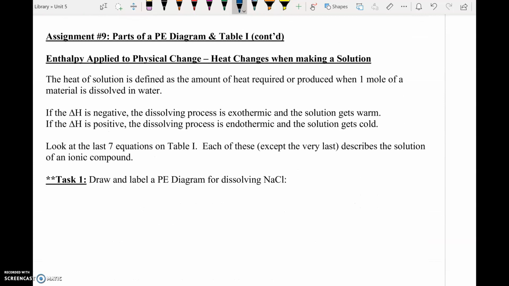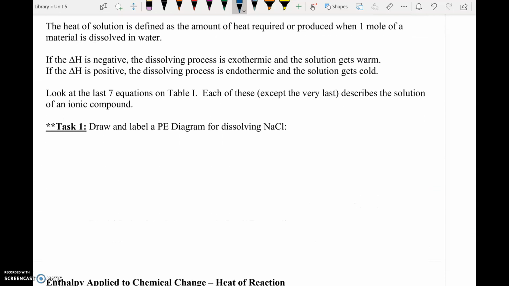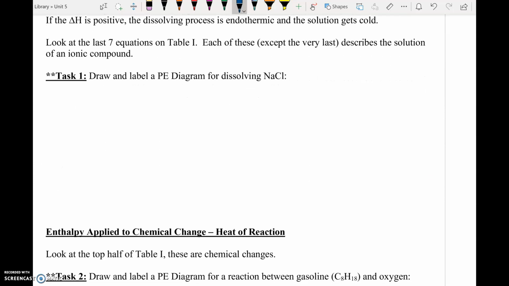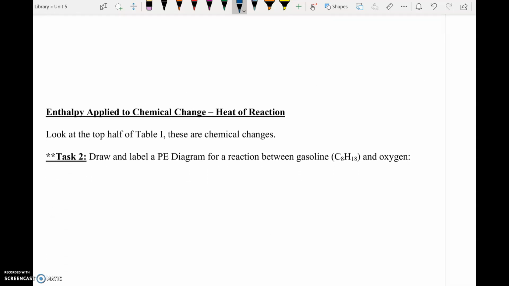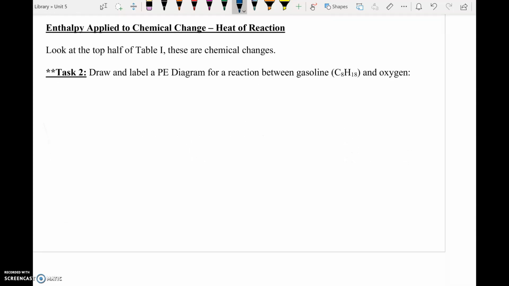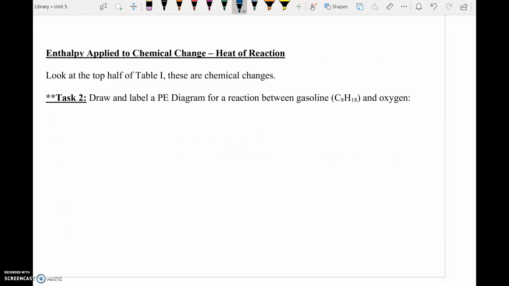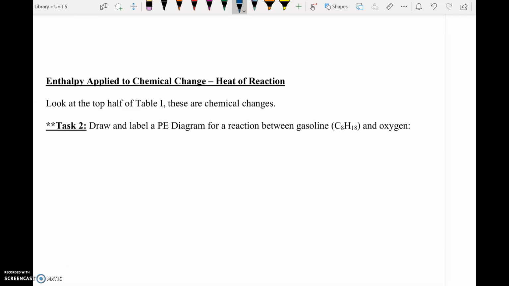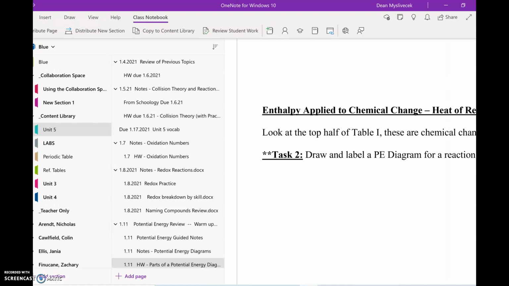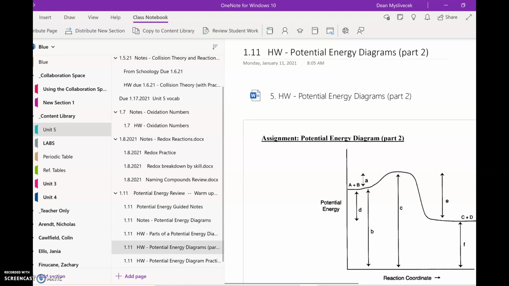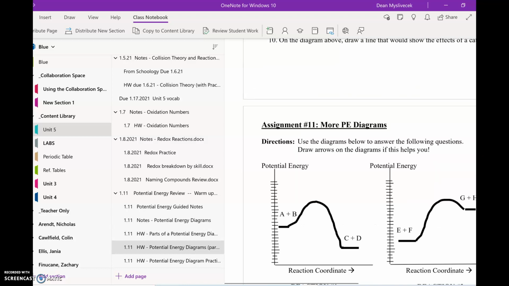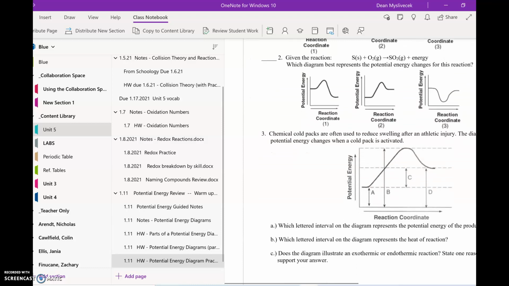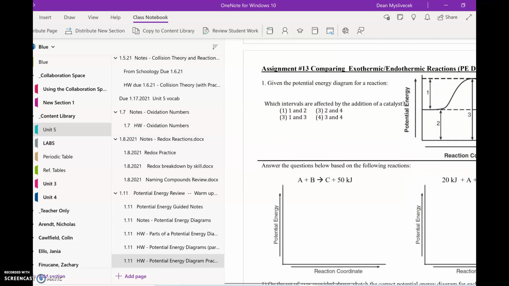And then it says to draw and label a potential energy diagram, such as what you saw up there. I'm not going to do that. I will provide a key for you that you can look at in OneNote a little bit later on. And then the next two are basically just diagrams where you've got to fill in and answer some questions. And then there's some multiple choice questions.